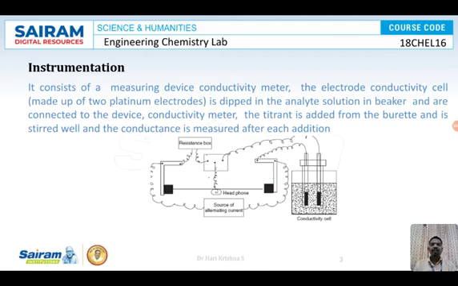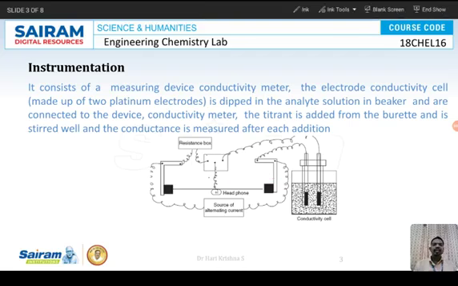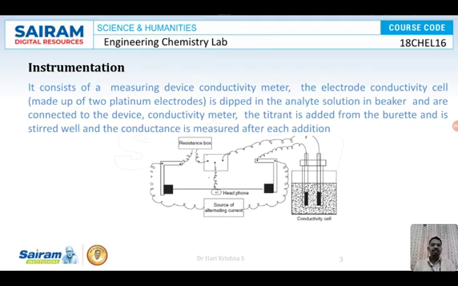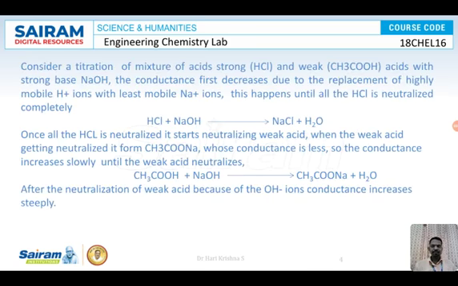And you will have a burette. In the burette, we're going to take the titrant solution, and you're going to dip a stirrer, or fix a magnetic stirrer or a blow pipe. When you add the titrant to the conical flask or beaker, you're supposed to blow it, so the solution will mix. The conductance will be measured in the conductivity meter here.